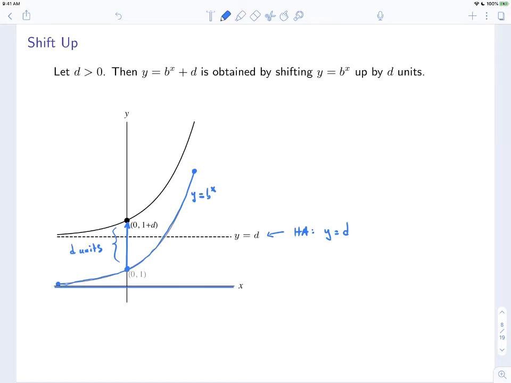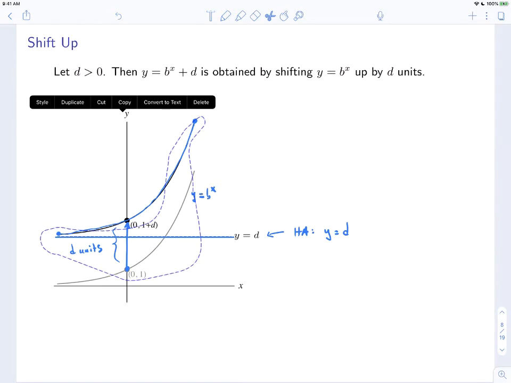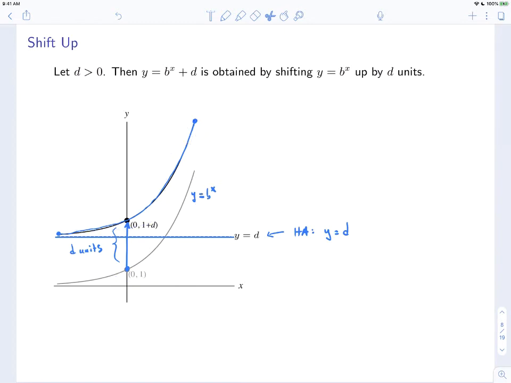Now if we just shift all of this up, so let me just grab all of that. If we just shift it up by d units, you'll see that we end up with the new graph. And we also end up with the new horizontal asymptote, y equals d. So you can see that it's just a shift straight up.